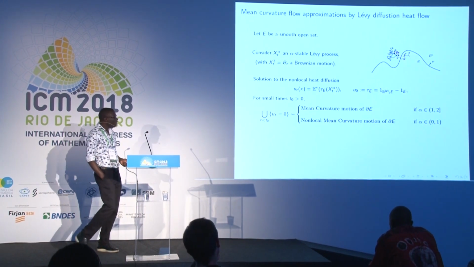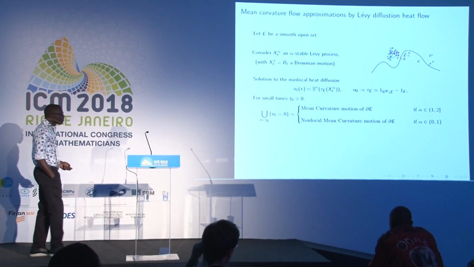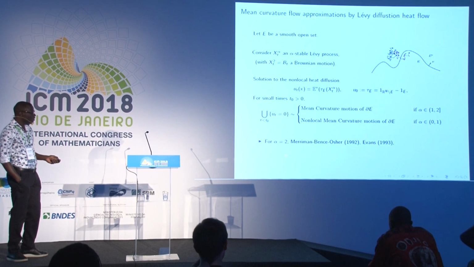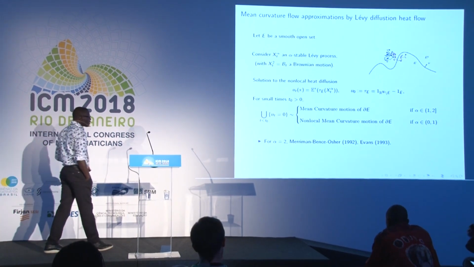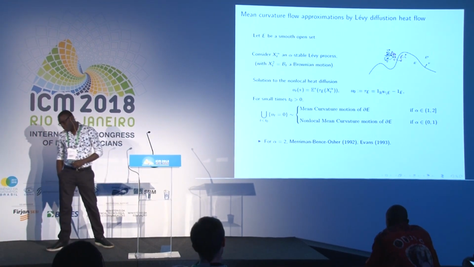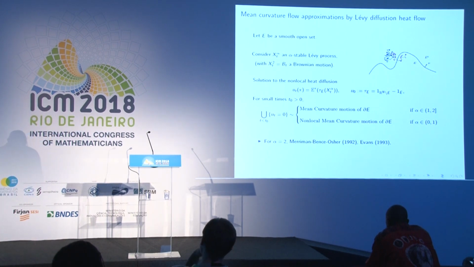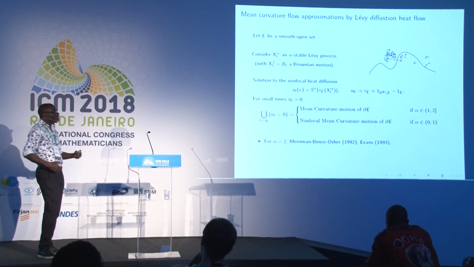This was studied by many people in questions in image processing, by Merriman, Bence, Osher. The idea in this case is that if you want to understand the motion of two fluids, you mix them a little bit and then you let them separate.